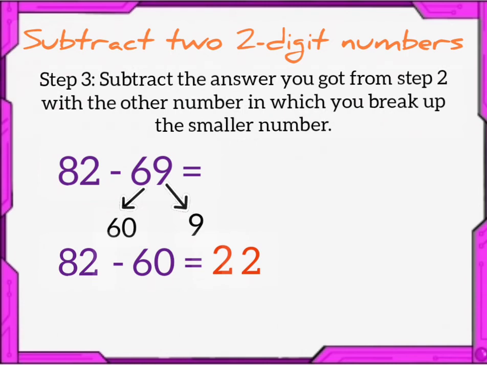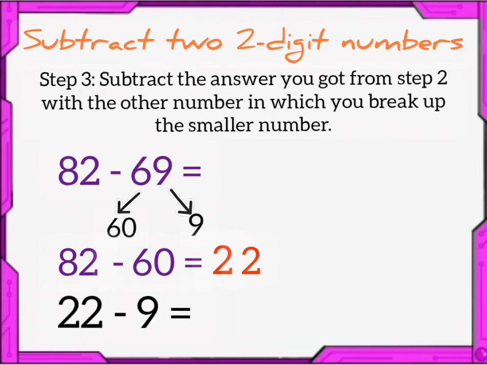Step 3. Subtract the answer you got from step 2 with the other number in which you break up the smaller number. So what is the answer we got in step 2? Yes, it is 22. And what is the other number we break up the 69? You are right, it is 9. So our last step will be 22 minus 9.